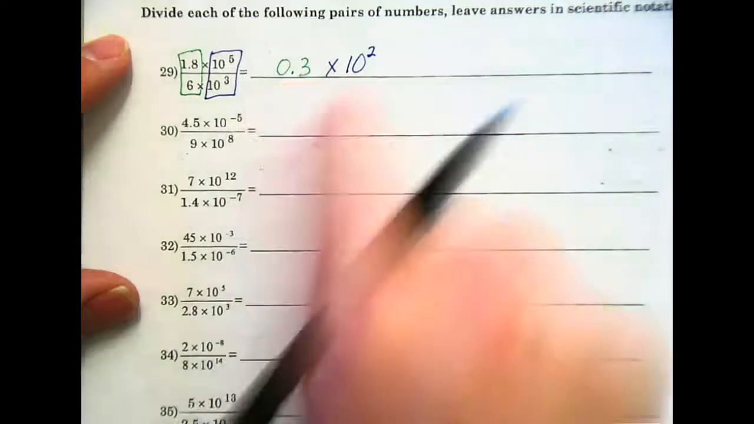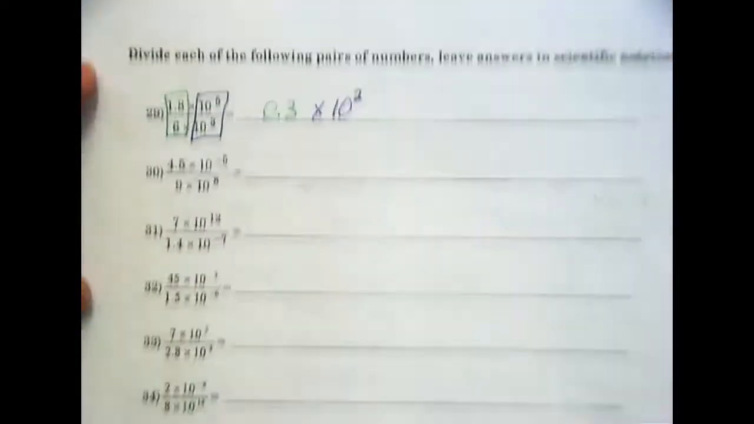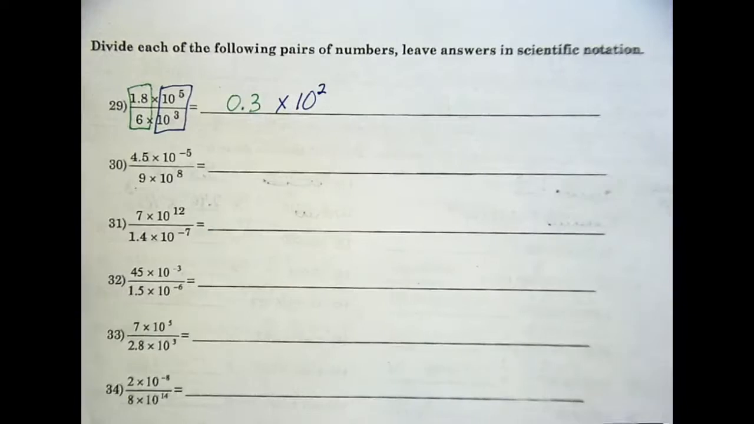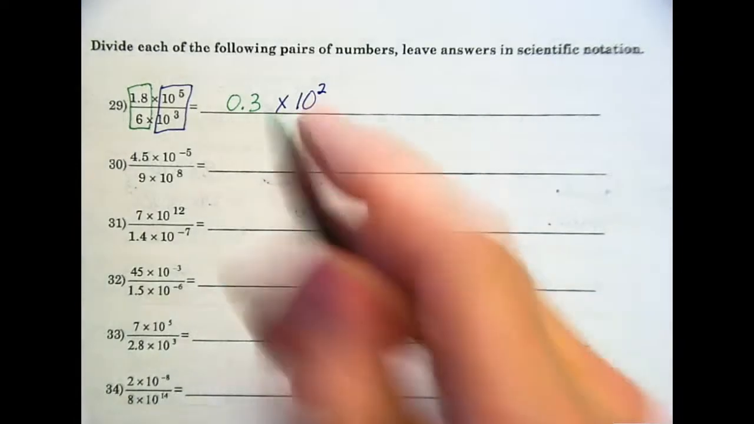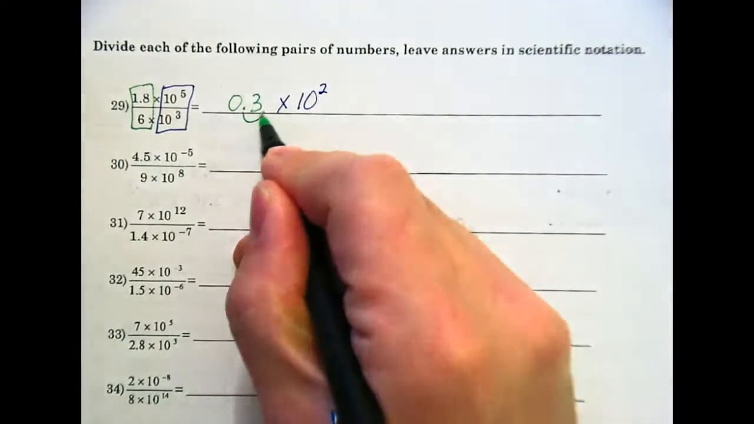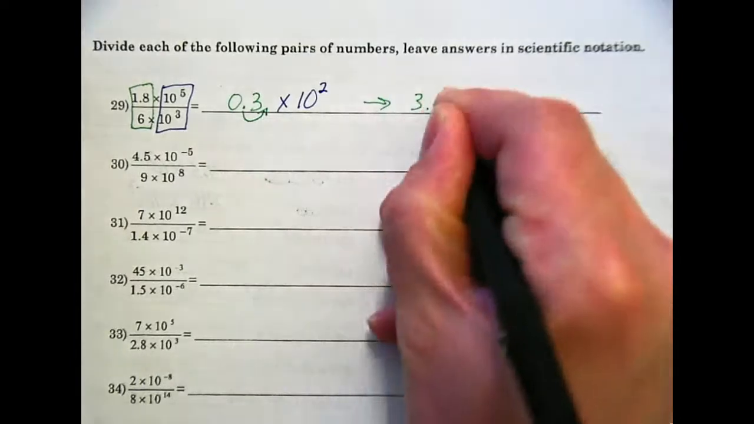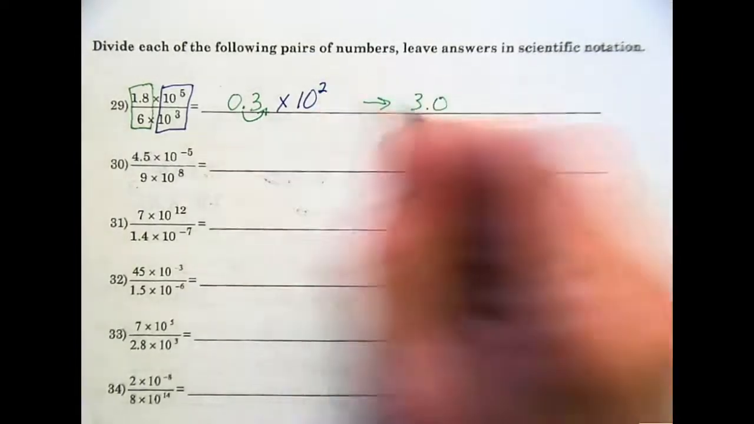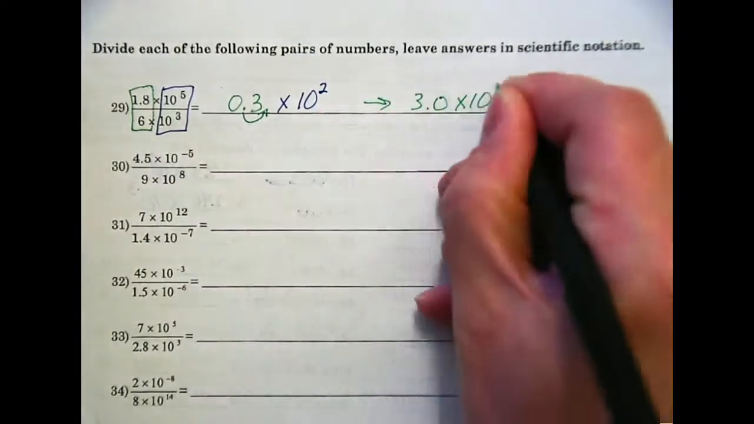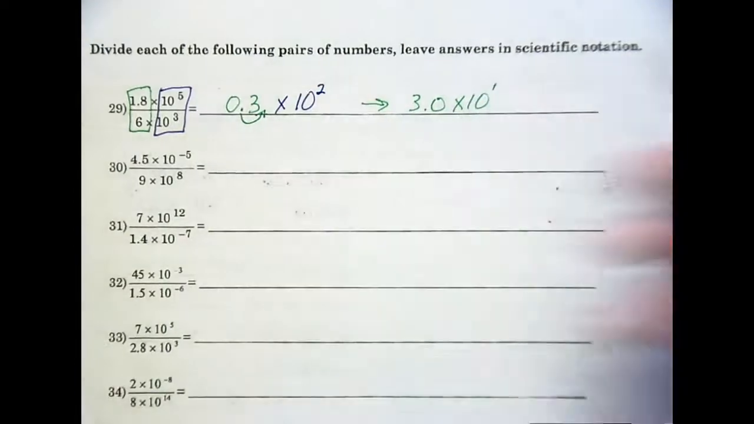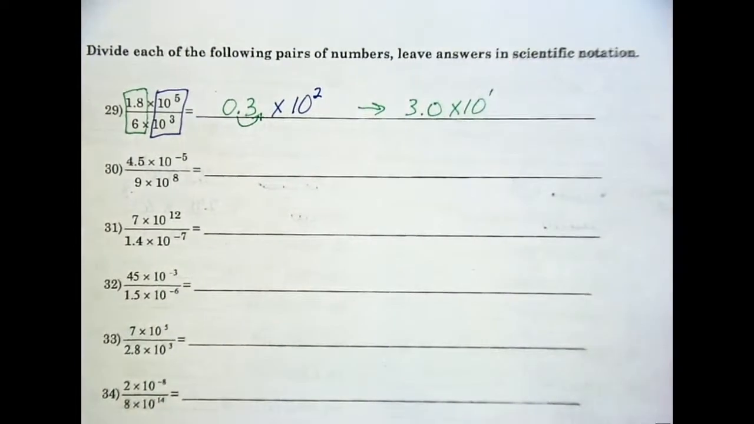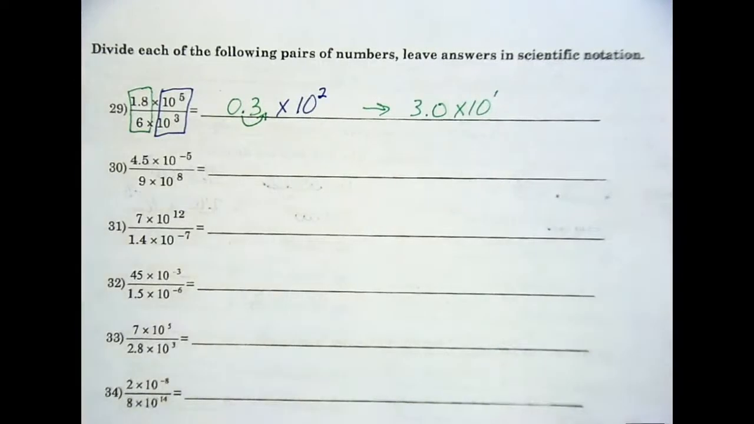Tell your neighbor if that's an okay answer, scientific notation wise. All right. What's wrong with it? Okay. Yeah. Less than 1. It's got to move over 1. So that gets bigger. So we get 3.0. If that gets bigger, this one gets smaller. Times 10 to the 1st. So 10 to the 1st, we could write as 10 or just 10 to the 1st. Really, you wouldn't probably use scientific notation as much there.